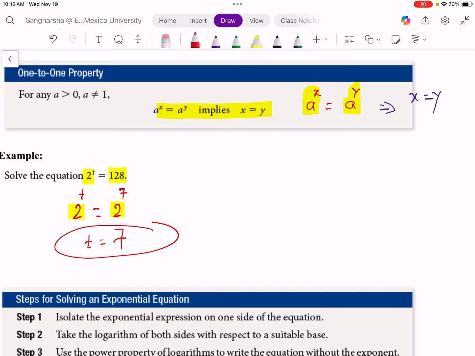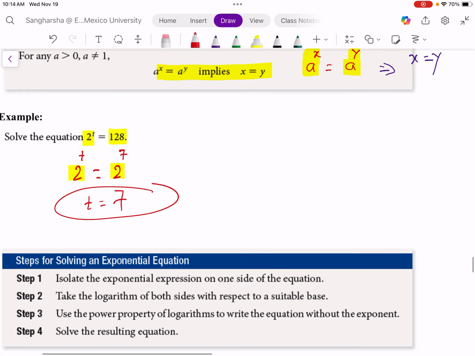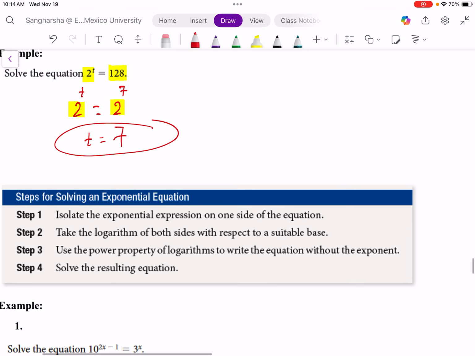So if you have an exponential equation, always try to rewrite with the same base on both sides. If you have an expression with the same base on both sides, then you can set the exponents equal to each other and simplify from there. So this is the first way to simplify our exponential equation. Our target is finding the value of t, and our t is 7. Solving means we are finding the value of the variable, which is t.